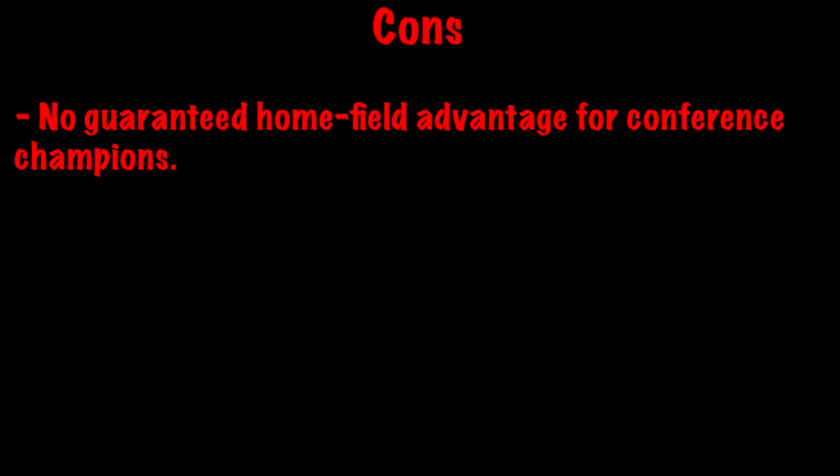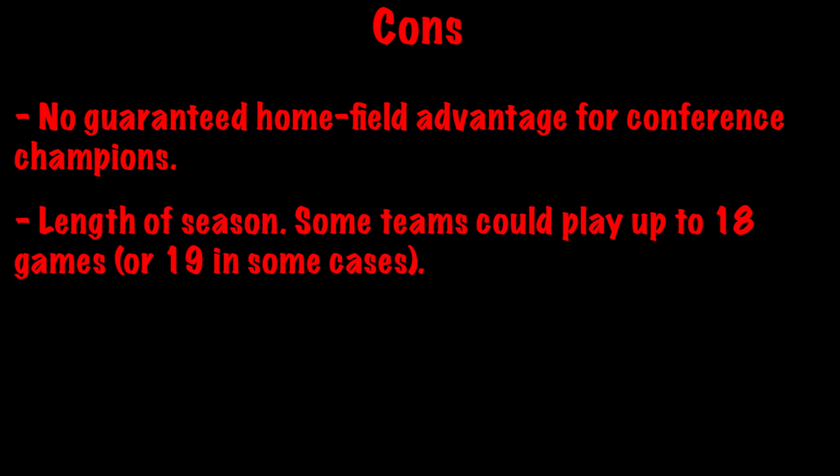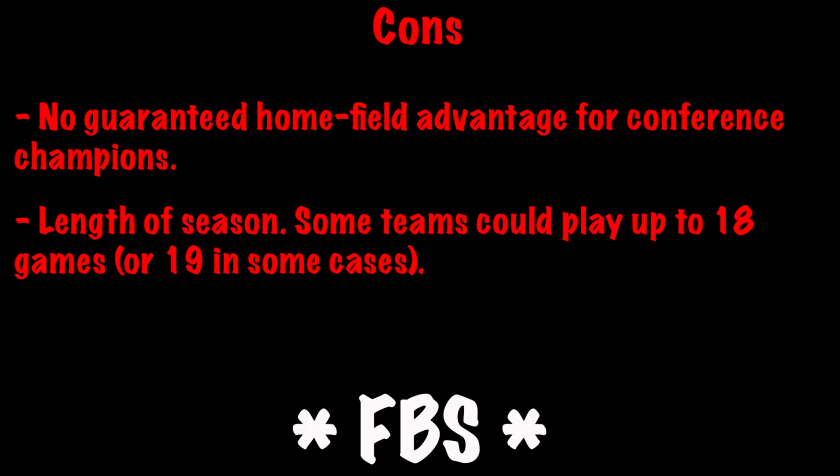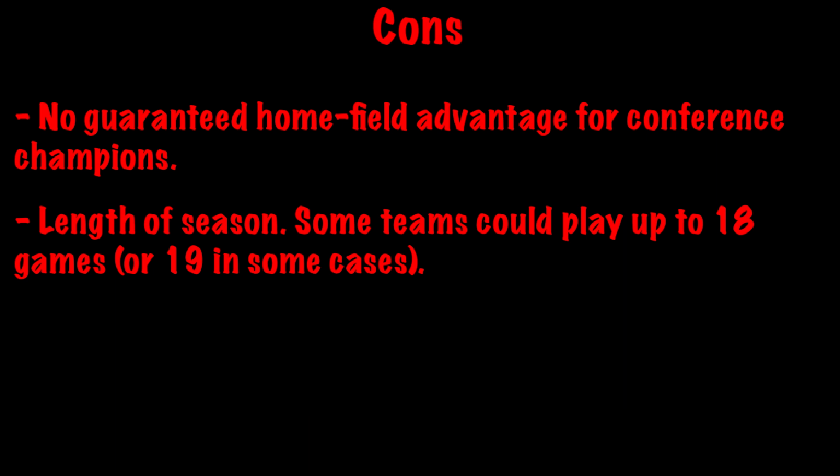Another con is the length of the season. This has been brought up with the 12-team playoff format, and it would almost certainly be brought up in a hypothetical 24-team playoff format. With most teams that play at the FCS level playing 12 games and teams that play in conference championships playing in 13 games, a 24-team playoff format could add up to 5 more games should a team advance all the way to the national championship from the first round.